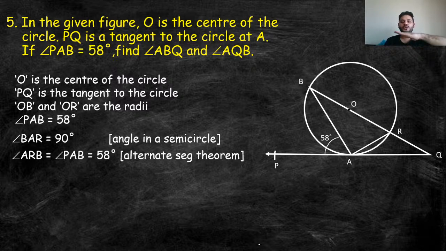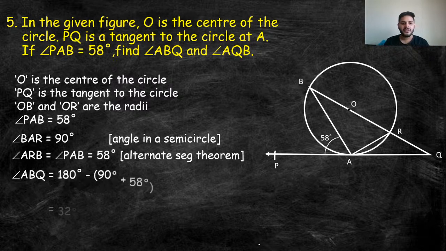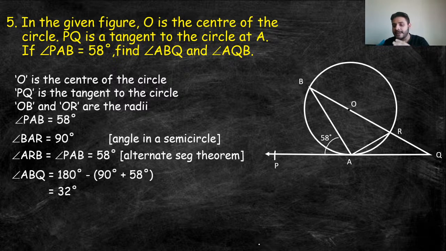Yes or no? I am sure now you are clear on how to use the alternate segment theorem. So, we say PAB is equal to 58 degrees, and ARB is also equal to 58 degrees by using the alternate segment theorem. Moving forward, ABQ. Now, what is the value of ABQ?